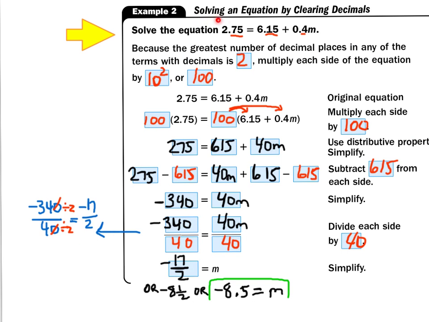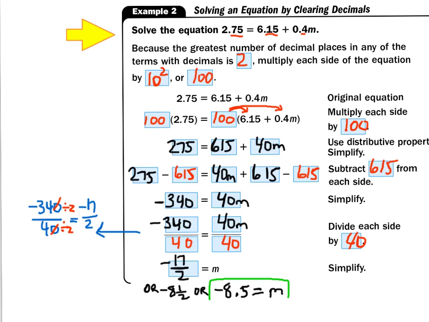Okay, so now let's talk about how we clear decimals. Take a look at this: 2.75 equals 6.15 plus 0.4m. Because the greatest number of decimal places in any of the terms with decimals is 2, multiply each side of the equation by 10 to the second power, or 100. Remember, that's going to move the decimal to make everything whole numbers. So watch, if I have 2.75 equals 6.15 plus 0.4m, I just decide to multiply everything by 100.